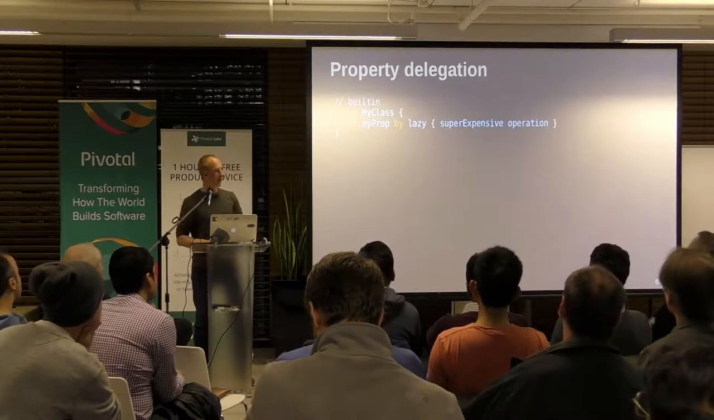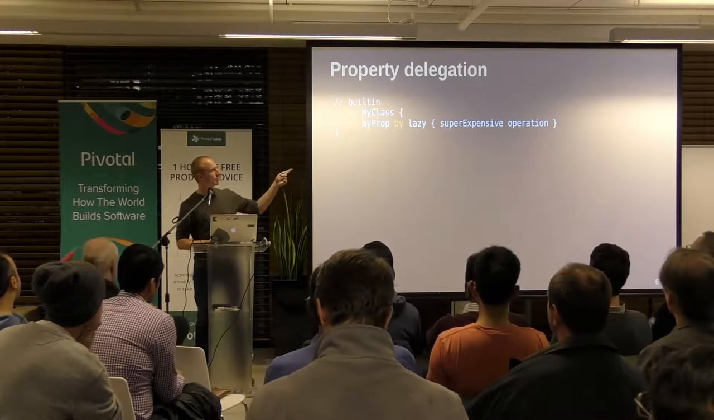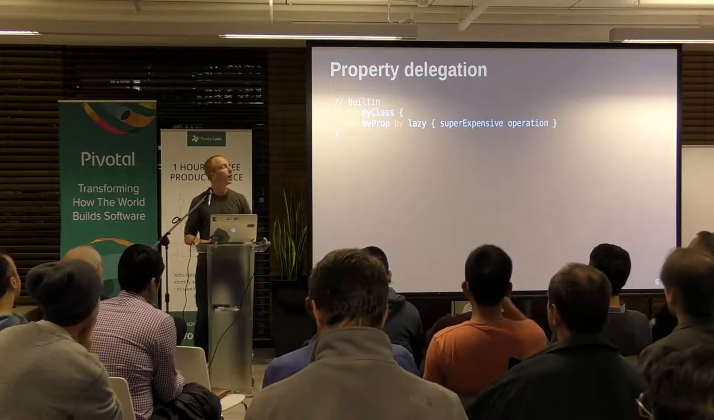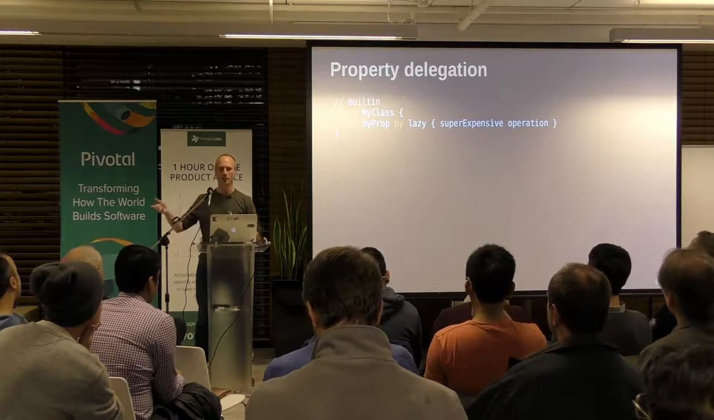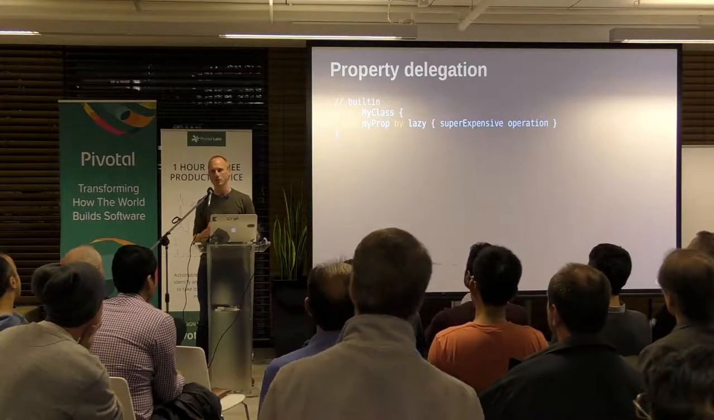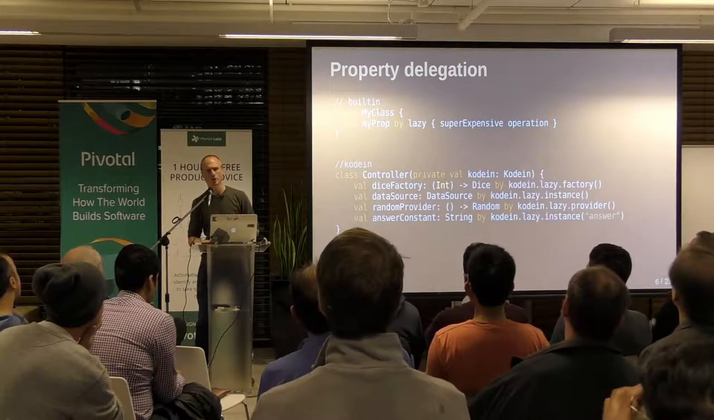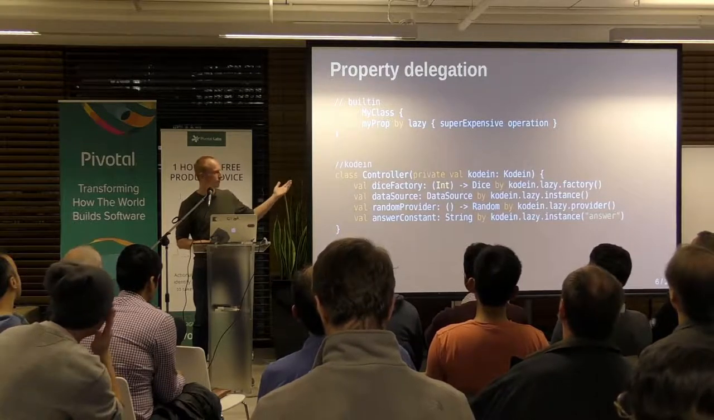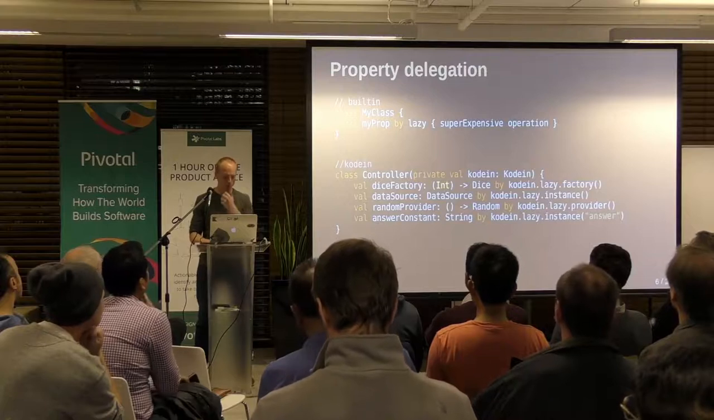Another thing that builds on delegation is this notion of laziness. There's this built-in delegation called lazy where you can pass a lambda which executes the lambda only when you access the property. This is really useful if the property is really expensive to create. It's heavily used in Kodein. We use Kodein for our dependency injection. And for every way of injection, it also has a lazy variant. So that's really useful as well.